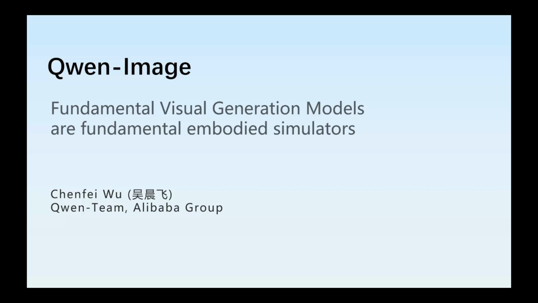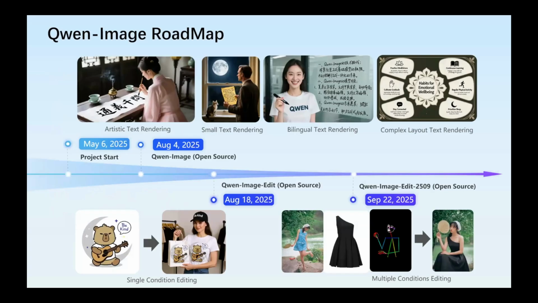So before I dive into the main question, let me first walk you through the Queen Image roadmap. Queen Image is a young but fast-moving open source project. It officially kicked off on May 6. Just 3 months later, on August 4, we open sourced Queen Image, a large-scale visual foundation model with strong text rendering capabilities, including artistic text rendering, small-scale text rendering, bilingual text rendering, and complex layout rendering.